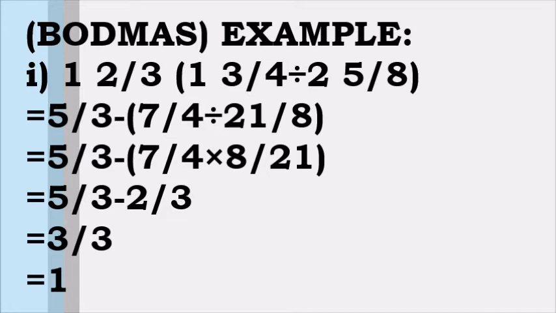Now 5 over 3 minus 7 over 4 times 8 over 21. So you need to capsize it because of the division. That's 7 over 4 times 4 over 21. Get 2 over 3. Then 5 over 3 minus 2 over 3, you get 3 over 3. Then 3 over 3 is equal to 1.